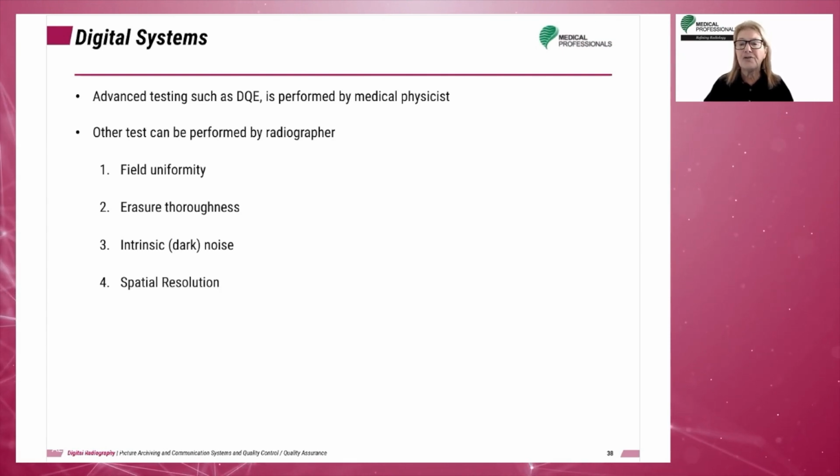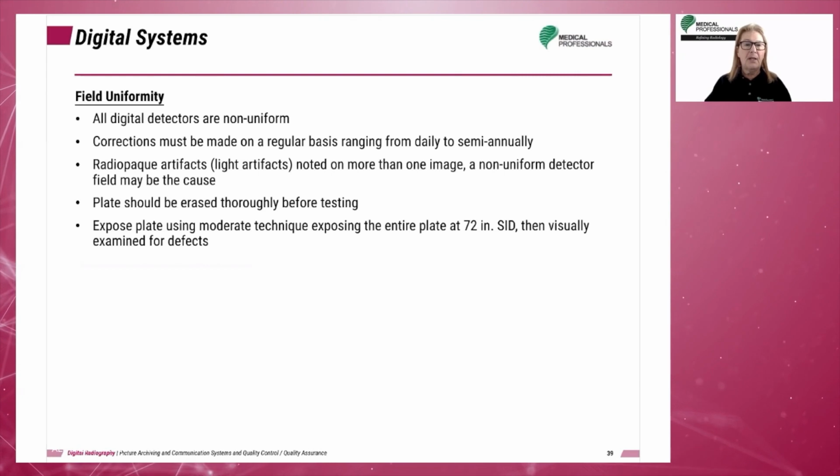This slide shows us additional digital system tests that may be performed by the radiographer. Each is described on the following slides. According to Carroll, digital detectors are all inherently non-uniform, and corrections have to be made on a regular basis, ranging from daily to semi-annually. Field uniformity can be tested using the procedure listed and the image visually scanned for defects. Any defects should be reported to the medical physicist.